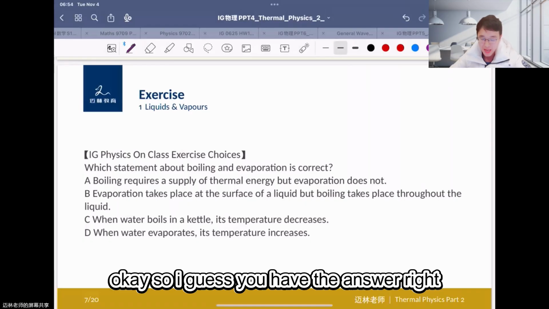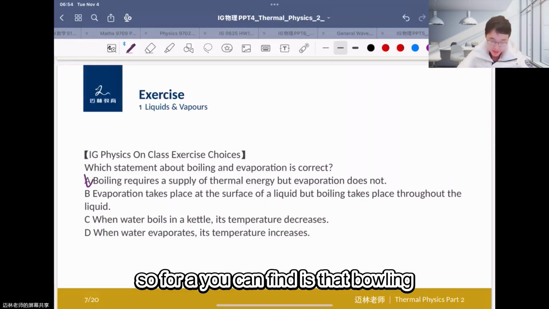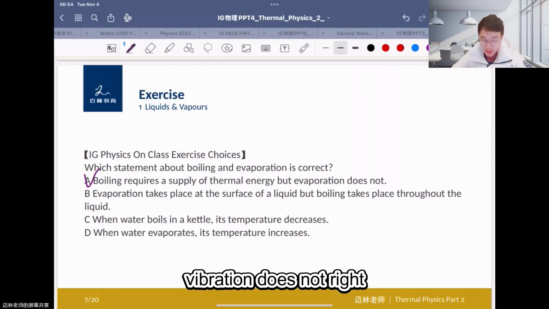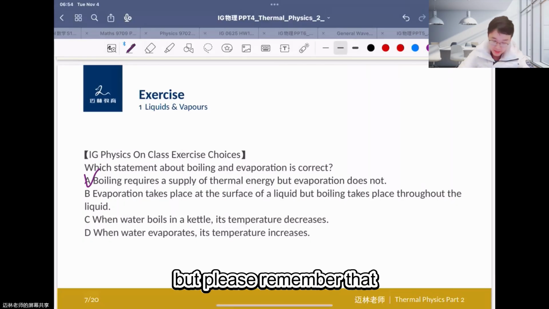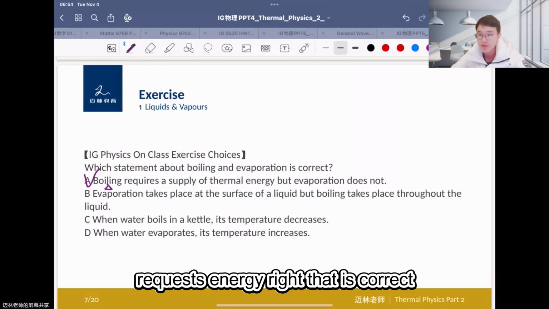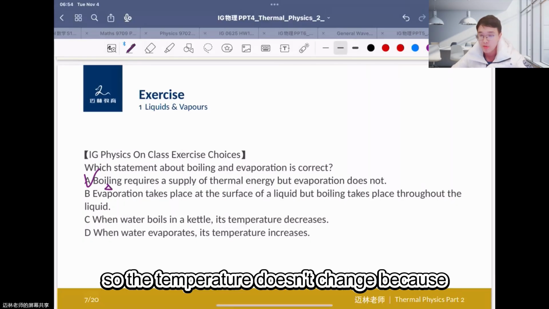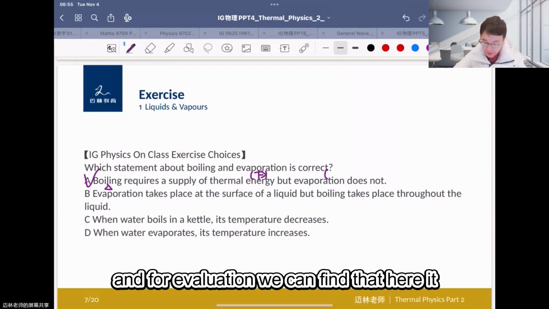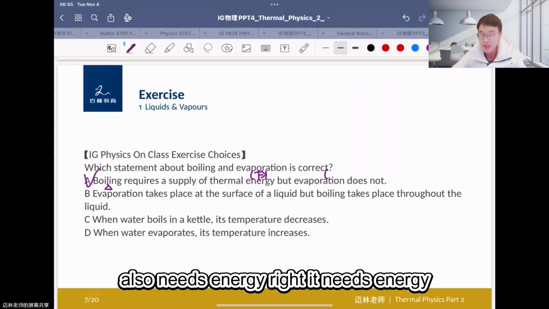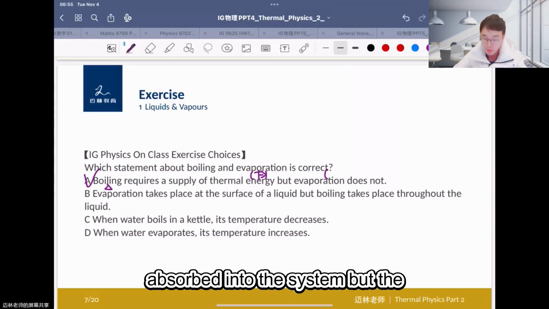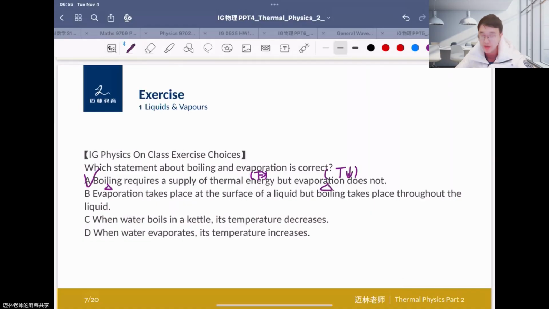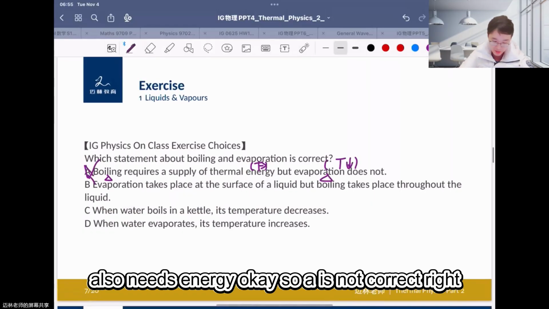Okay, so I guess you have the answer, right? For A, it said boiling requires a supply of thermal energy, but evaporation does not, right? But please remember that boiling requires energy, right? That is correct. So the temperature doesn't change because it's at boiling point, right? And for evaporation, we can find that here it also needs energy, right? It needs energy absorbed in the system, but the temperature decreases, right? So evaporation also needs energy. Okay, so A is not correct, right?